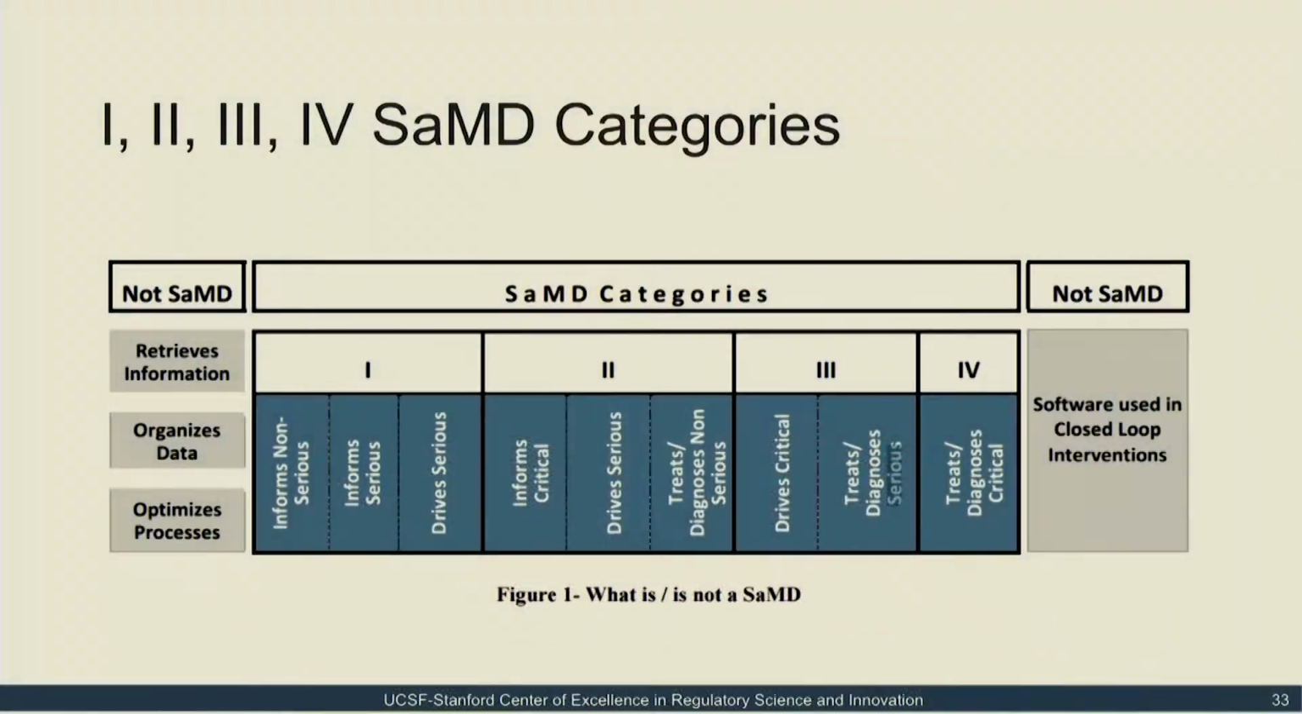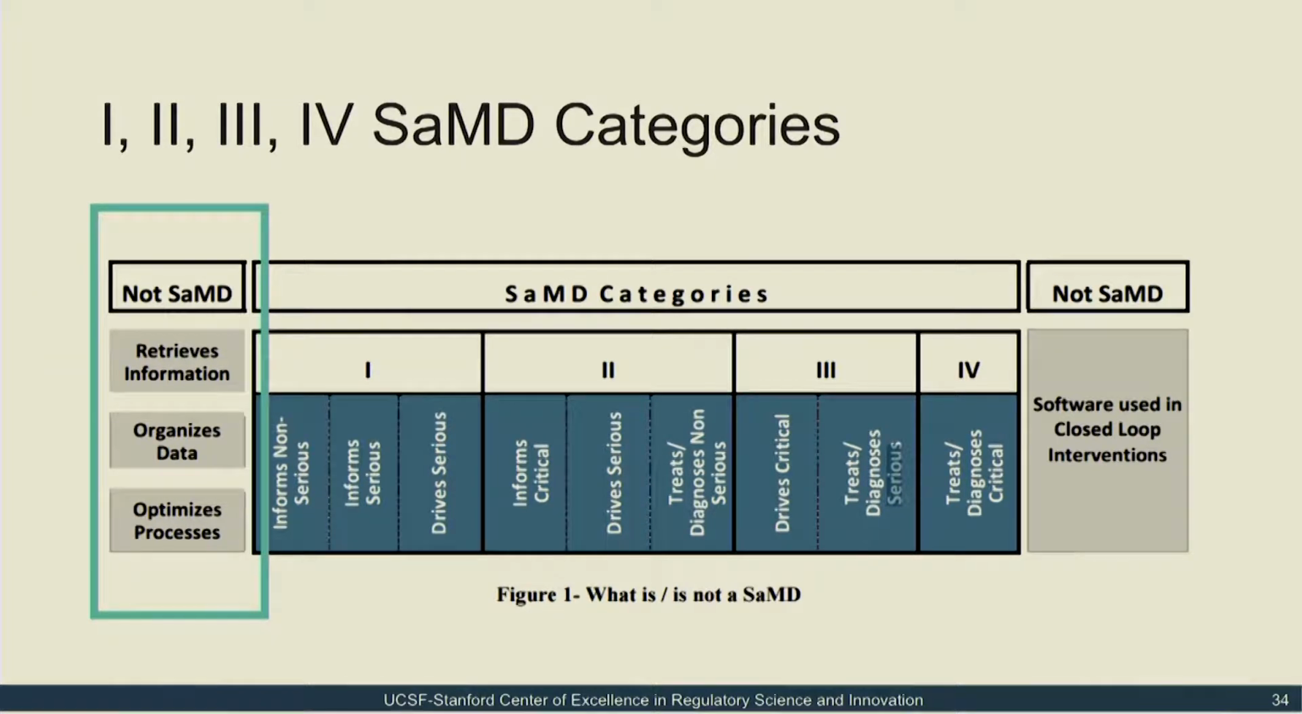Category 1 of software as medical device then consists of software that informs serious or non-serious conditions, or otherwise drives the clinical management of serious conditions. Category 2 of software as medical device informs critical conditions, drives the clinical management of serious conditions, or treats and diagnoses non-serious. And Category 3 drives the clinical management of critical conditions, or treats or diagnoses serious. And finally, Category 4, where software as medical device treats or diagnoses critical conditions. Well, that was a mouthful.